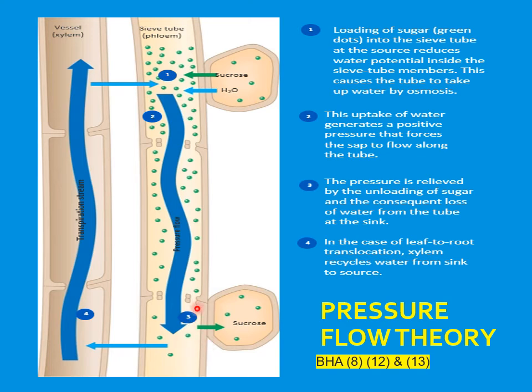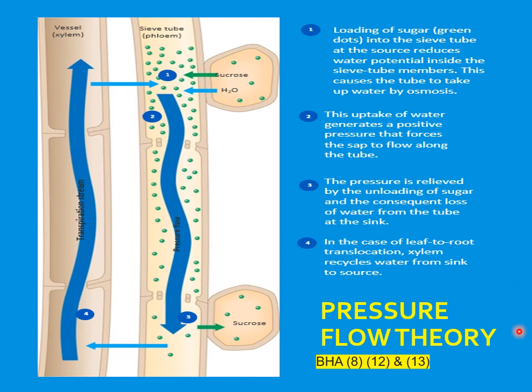So, this pressure will be relieved only by unloading the sugar, okay, and the loss of water from the tube at the sink. So, water pula akan pergi balik dekat dia punya xylem balik, sebab dia punya water potential dah meningkat kan. So, that's how. So, the leaf to root translocation, xylem will be able to recycle water back from the sink to the source. So, dia akan naik balik dan buat benda ni recycle balik lagi. Okay, so this is a very good explanation for you to understand how the pressure flow works.